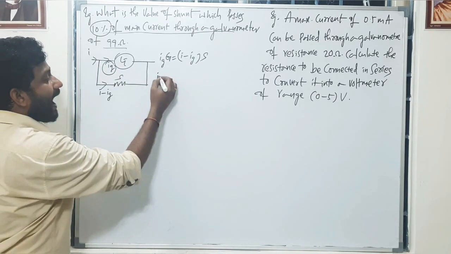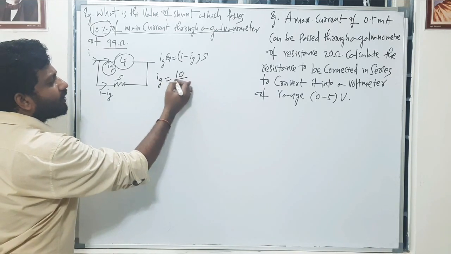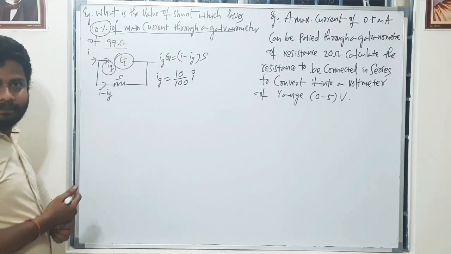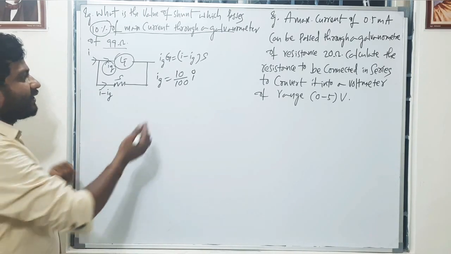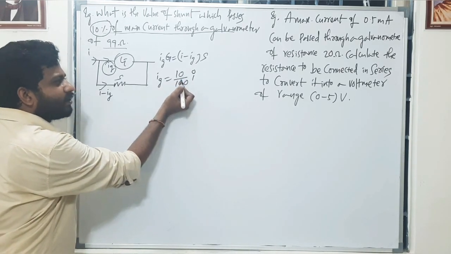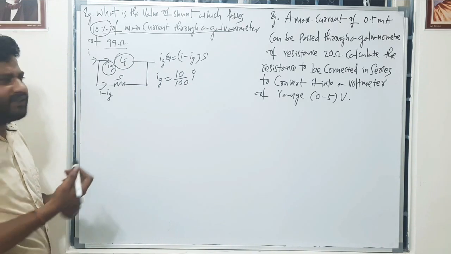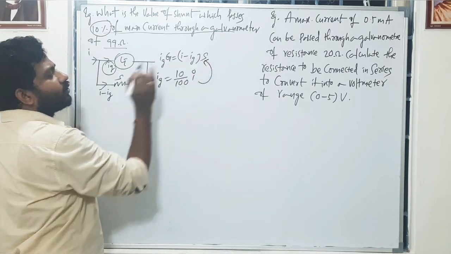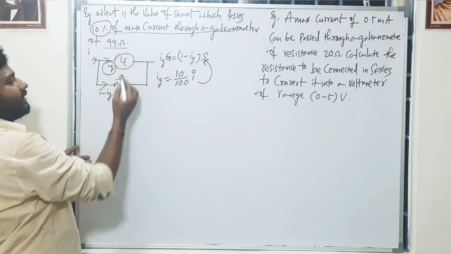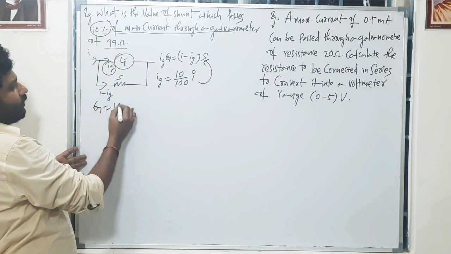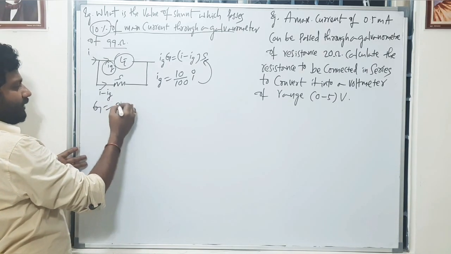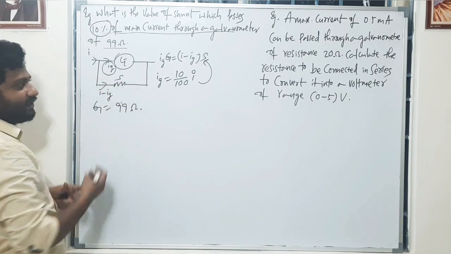So that means I suffix G is equal to 10 by 100. 10% of what? Total current. Understand? I suffix G is how much? 10% of the total current. Let's substitute this 10% of the total current into this one. And they have clearly mentioned that the galvanometer resistance G is 99 ohm.